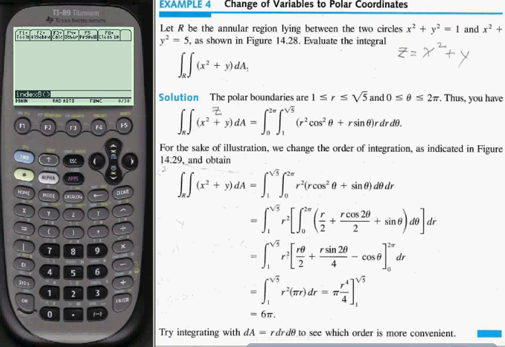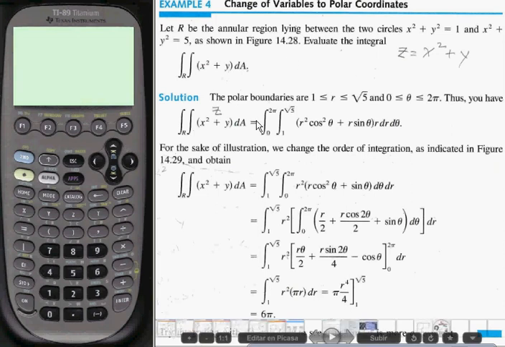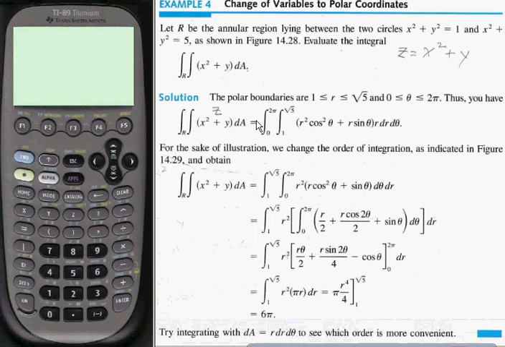Another problem in Calculus 2 regarding polar coordinates, changing to polar coordinates. This problem is right out of Larson, Hostetler, and Edwards' book regarding the subject.